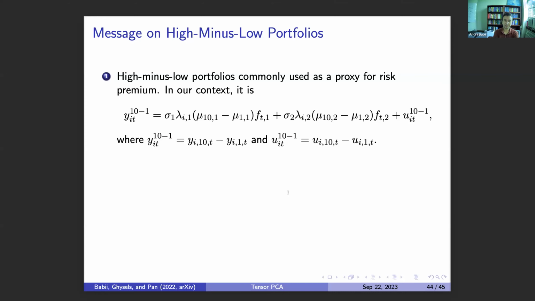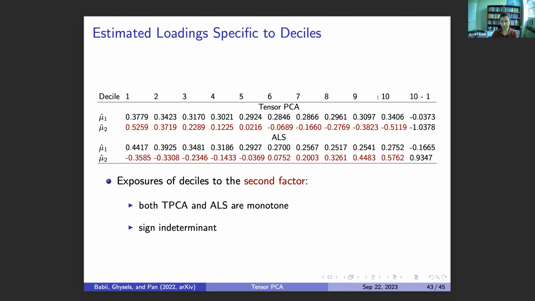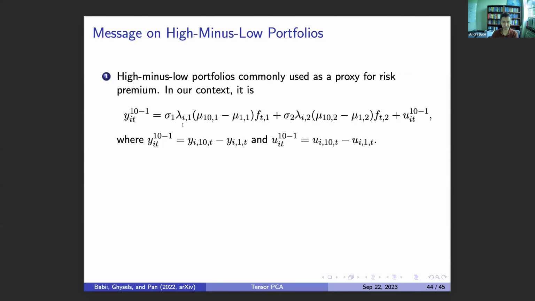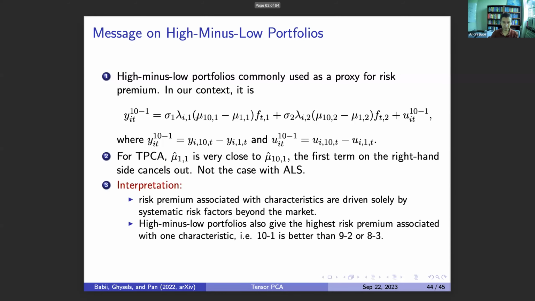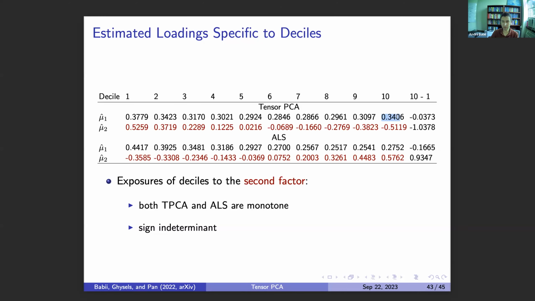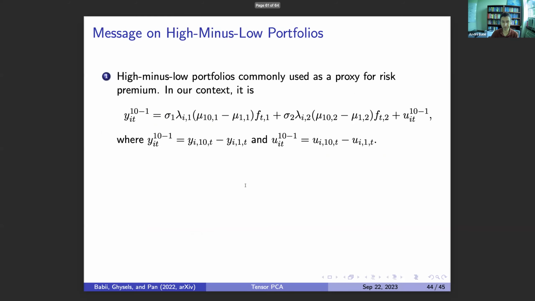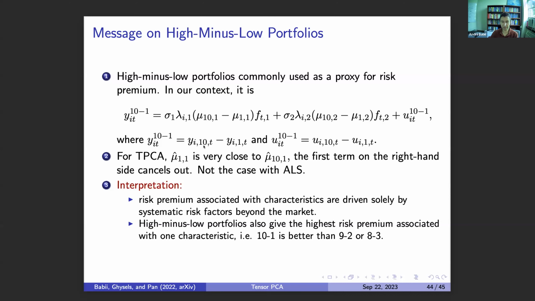Next, we will consider high minus low portfolios. These are portfolios constructed by taking the difference of extreme deciles. So we take the 10th decile and subtract the first decile for portfolio returns. What this does is collapse this three-dimensional tensor to a two-dimensional panel data set. If you just write the difference mechanically, we get this equation. And for the Tensor PCA, we have seen that the loadings corresponding to the 10th decile and the first decile are very close to each other, which means that when we take the difference, they cancel out. This tells us that the risk premium associated with characteristics is driven mostly by systematic factors beyond the market factor. So the market factor cancels out.